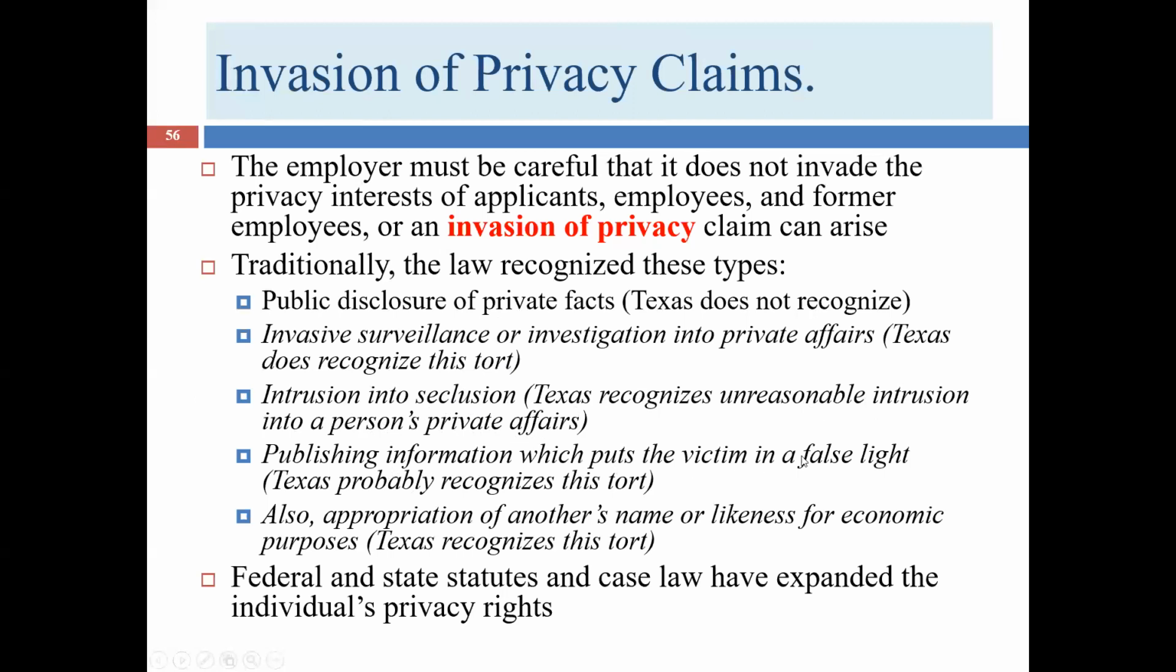Another is publishing information that puts the victim in a false light. Texas probably does recognize this tort. So saying something like a headline, Bob charged with crime. Well, his crime was that he jaywalked. It created the impression of something much more serious than was in fact the case, even though there were no actual lies. And then there's appropriation of another's name or likeness for economic benefit.